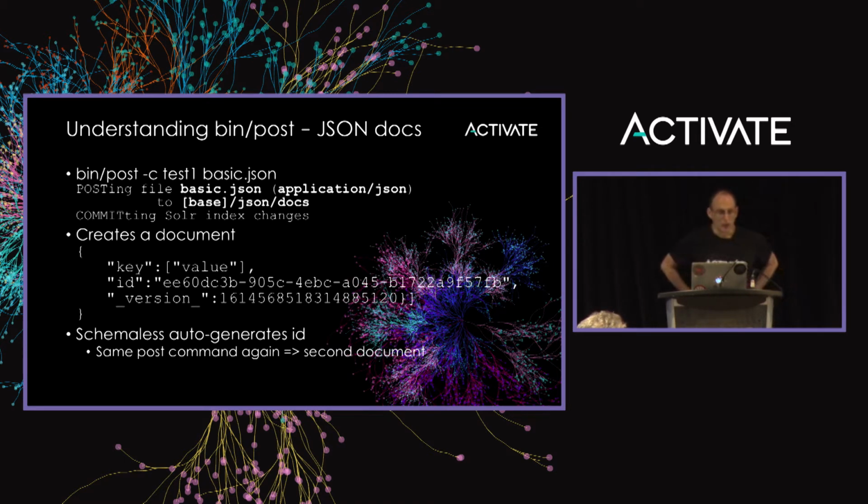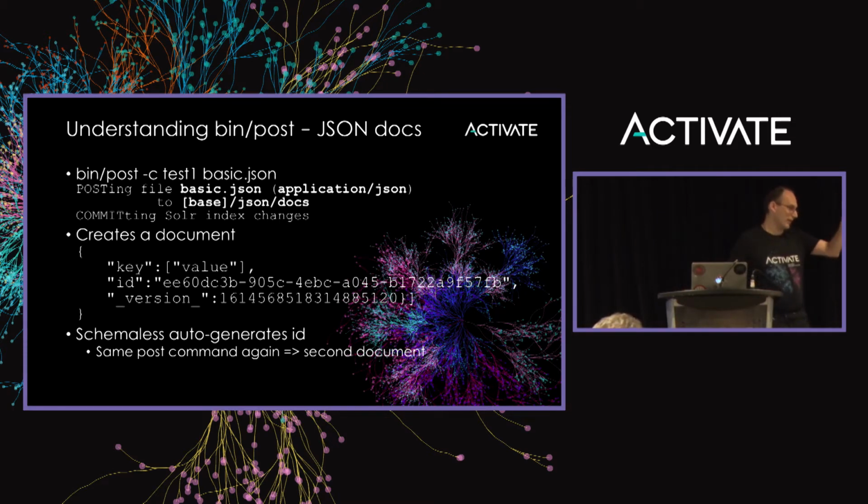All right. So continuing with bin post. We are sending that basic JSON to our new collection, right? And we're just doing bin post -c collection name, that file. Okay, here's the important thing that command tells you for you to debug whether your expectation and your reality match together. So I put that in bold. So it tells you that it's posting a file called basic.json. It tells you the content type it's going to use, which is application/json. And it tells you where it's sending it to.